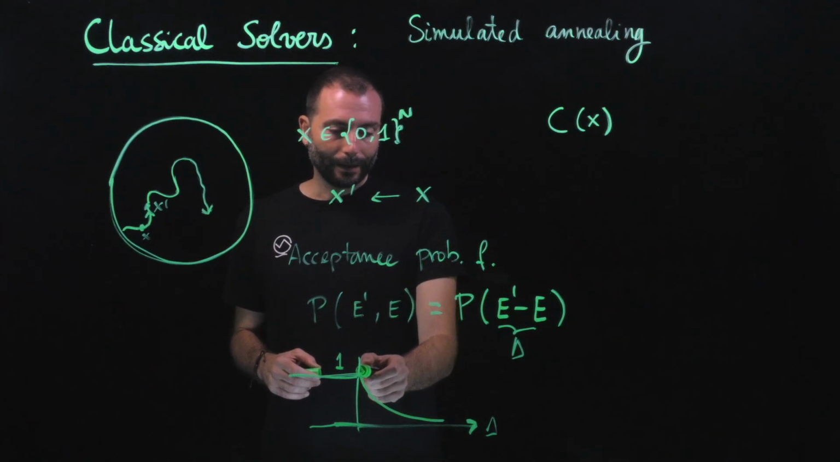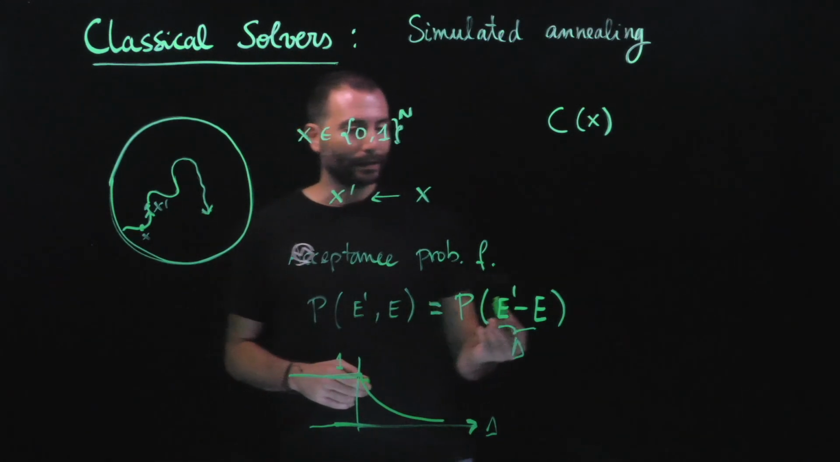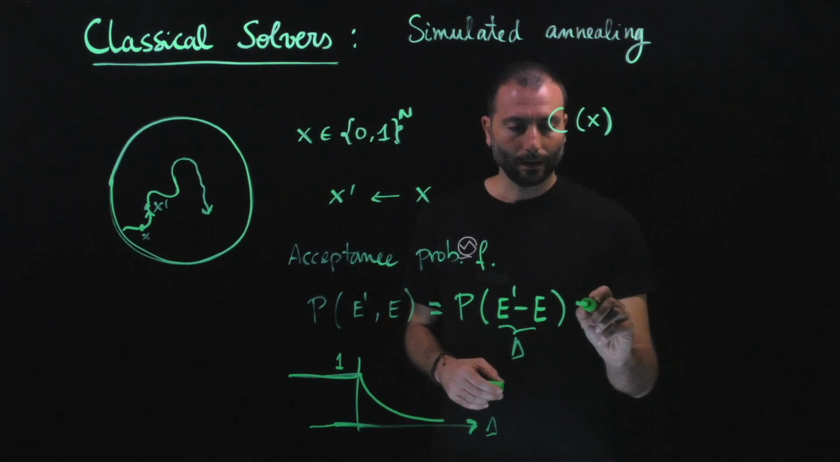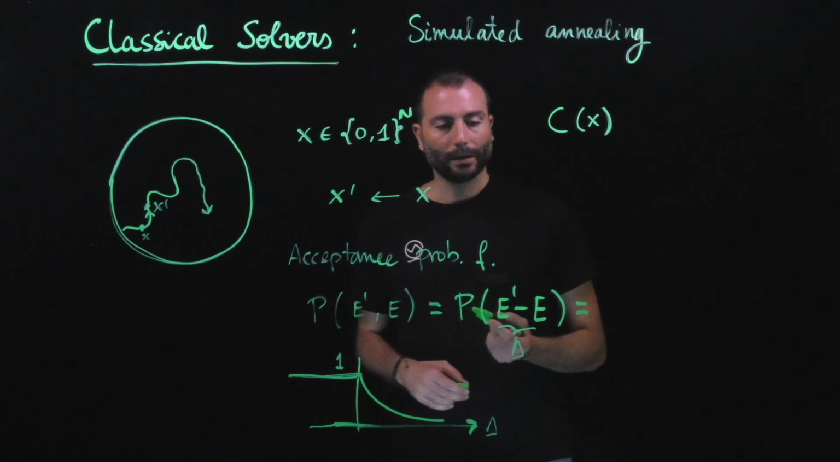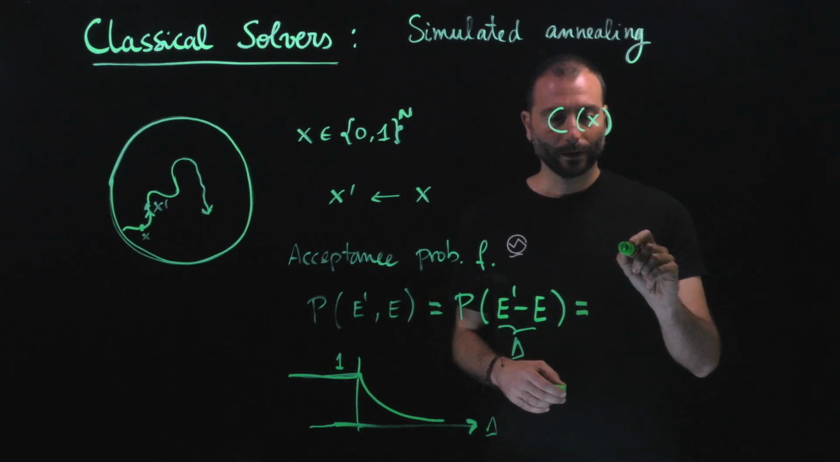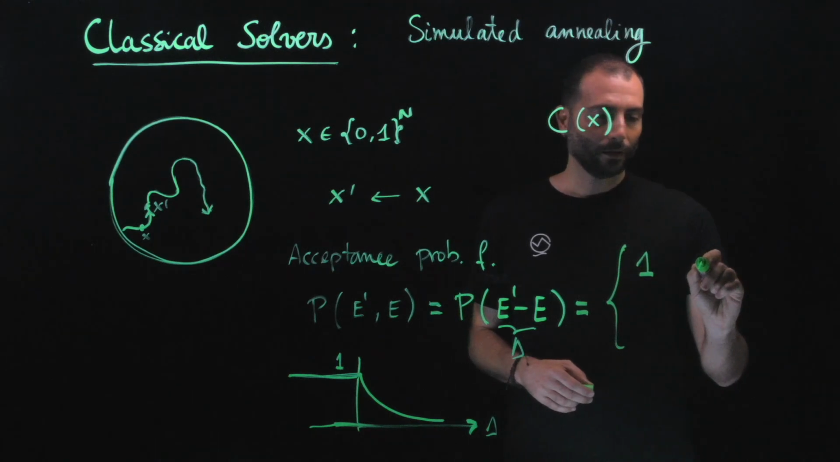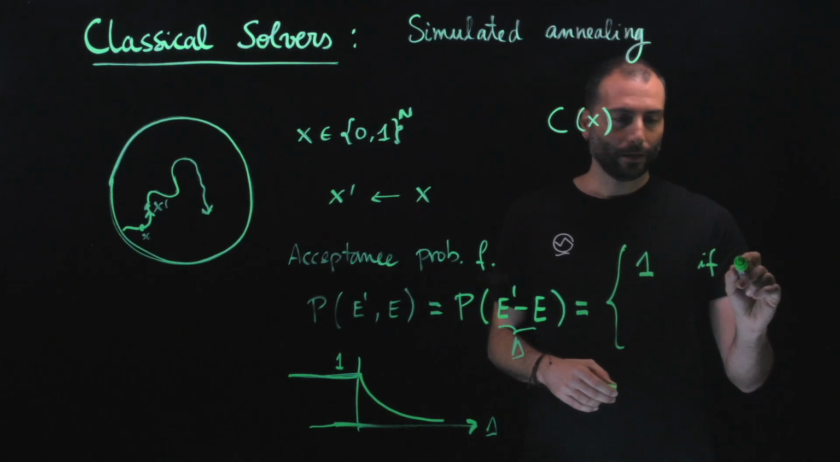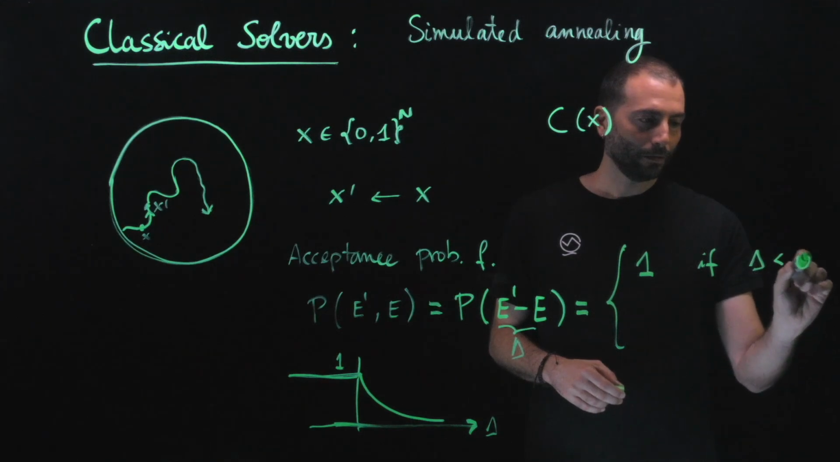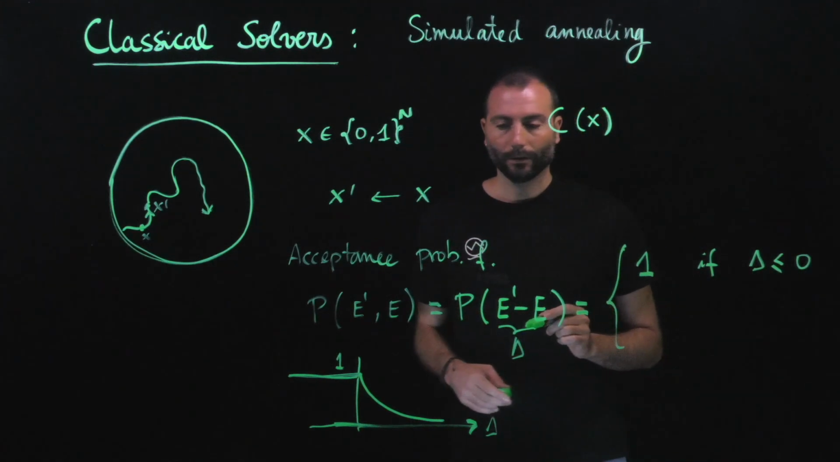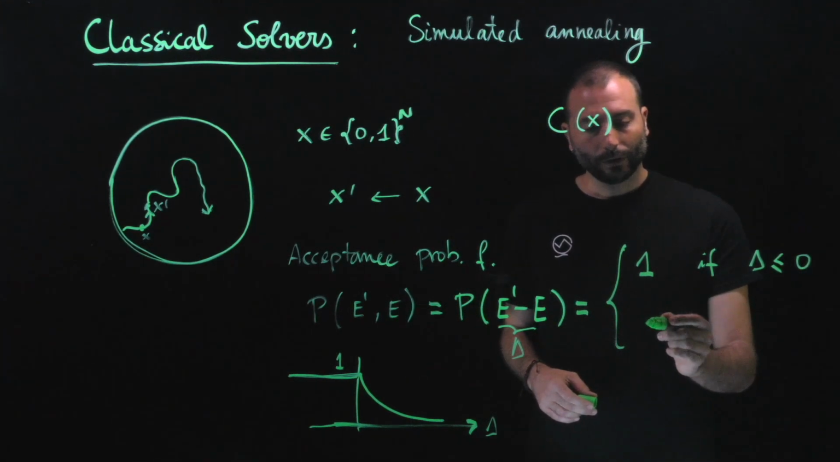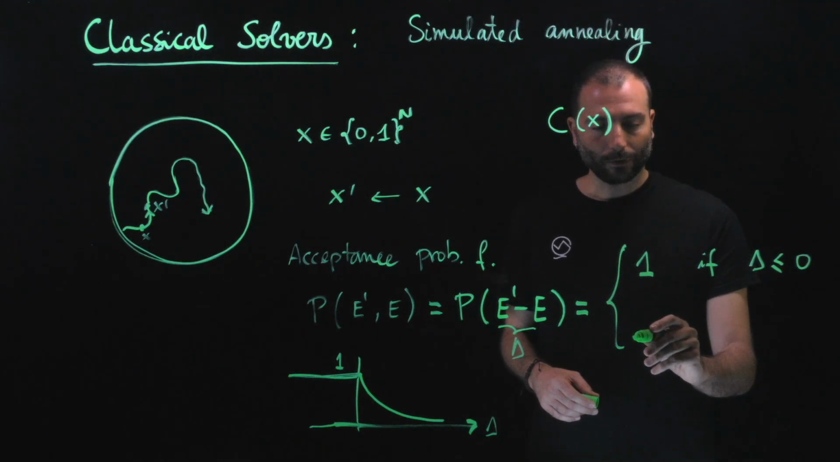Let's say this decay is controlled usually, so a typical acceptance function is given as follows. You put a 1 if delta is negative, so you will accept it. And here typically people use an exponential decay.